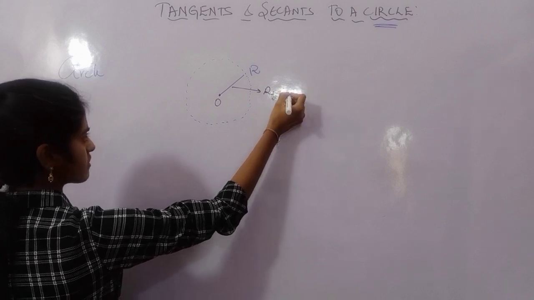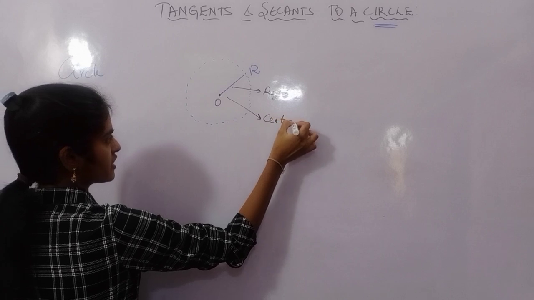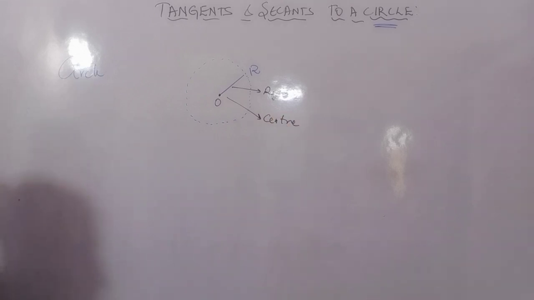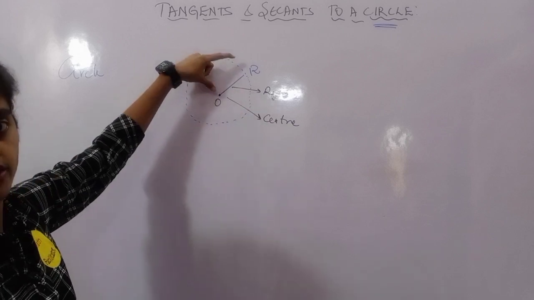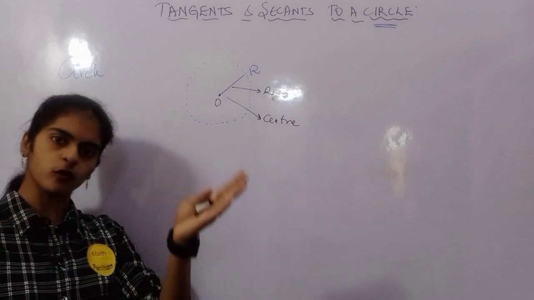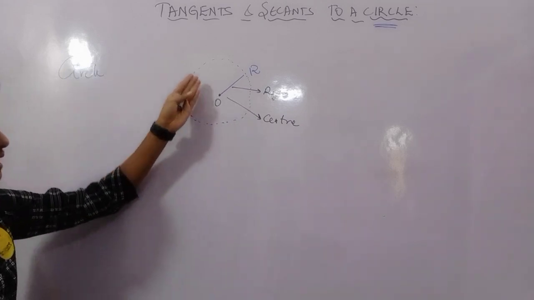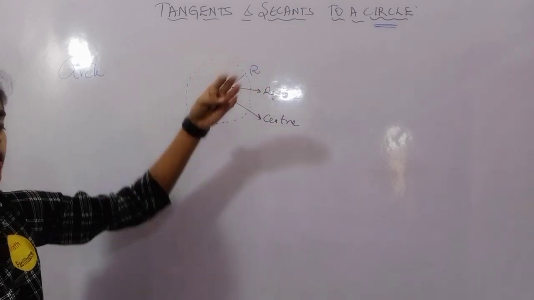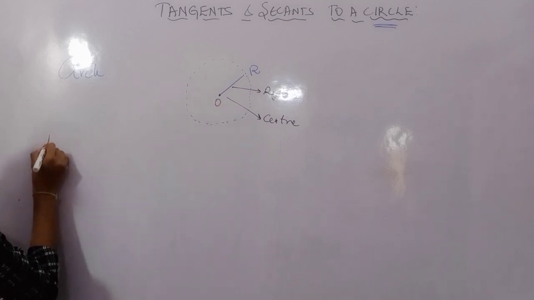The fixed distance is called the radius, and the fixed point which you have chosen is called the center. The fixed point is called the center and the fixed distance is called the radius of the circle. The collection of all those points which are at a fixed distance from a fixed point is called a circle.